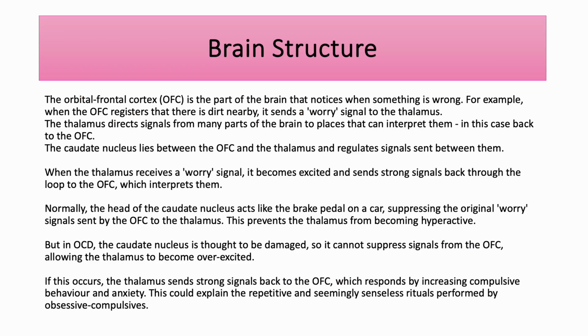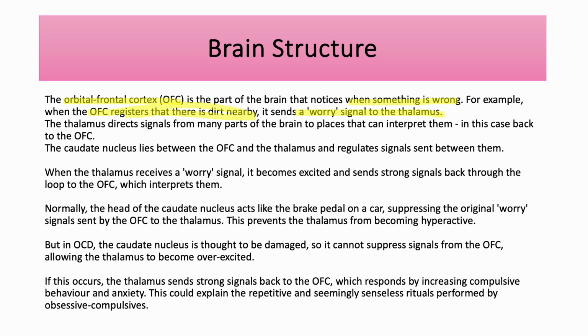So what research has shown and what we understand about the OFC, the orbital frontal cortex, is that it is the part of the brain that notices when something is wrong. It helps us to make decisions and manage appropriate decisions in our behaviour. So the OFC might register that there's dirt nearby, and dirt would send a worry signal to the thalamus, another part of the brain. The thalamus's job is to direct signals from many different parts of the brain to the appropriate place, somewhere that can interpret the signal.